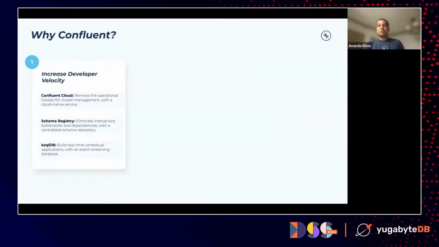Now, what happens then? When you do these kinds of things, the first one is that developer velocity increases significantly, because they don't need to worry about how to provision this, how to manage this, etc. We have a capability called schema registry, which ensures that the validation of how the data is coming in is done. So as a result, there are no bottlenecks and dependencies and checks that you have to do as a developer. And last but not the least, whether you're using KSQL, if you're a SQL lover, or using K-streams, if you're a Java lover, you can really build real-time contextual applications, right?